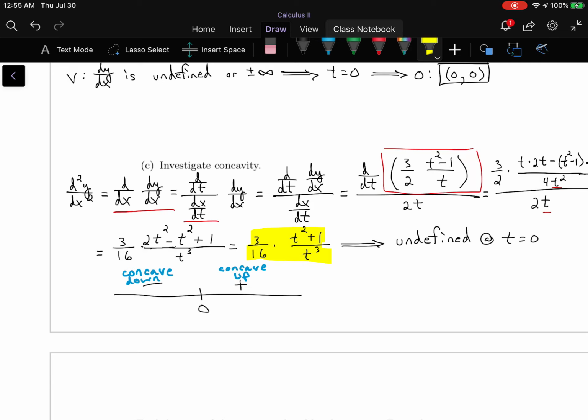I used -1 and +1. When t is -1, and you plug that into what I highlighted in yellow here, you're going to get a negative value. The top is positive, but t cubed will be negative. And when you do the same for when t is +1, you get a completely positive value. So we know that the concavity is concave down before 0, but concave up afterwards.